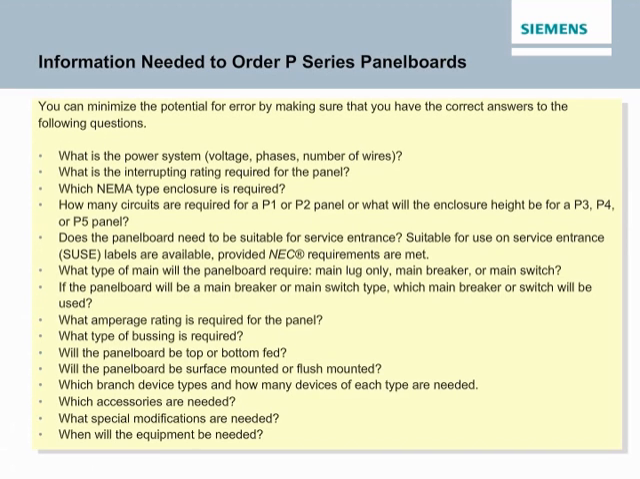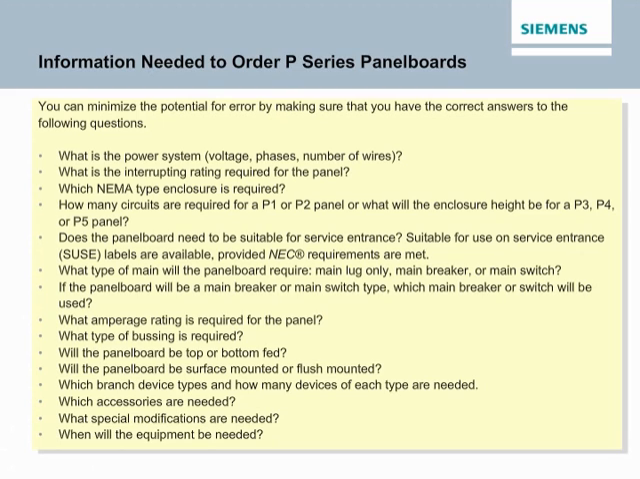You can minimize the potential for error by making sure that you have the correct answers to the following questions. What is the power system? Voltage, phase, number of wires? What's the interrupting rating required? Which NEMA type enclosure is required? How many circuits are required for a P1 or P2 panel? Or what will the enclosure height be for a P3, 4, or 5 panel? Does the panel board need to be suitable for service entrance?